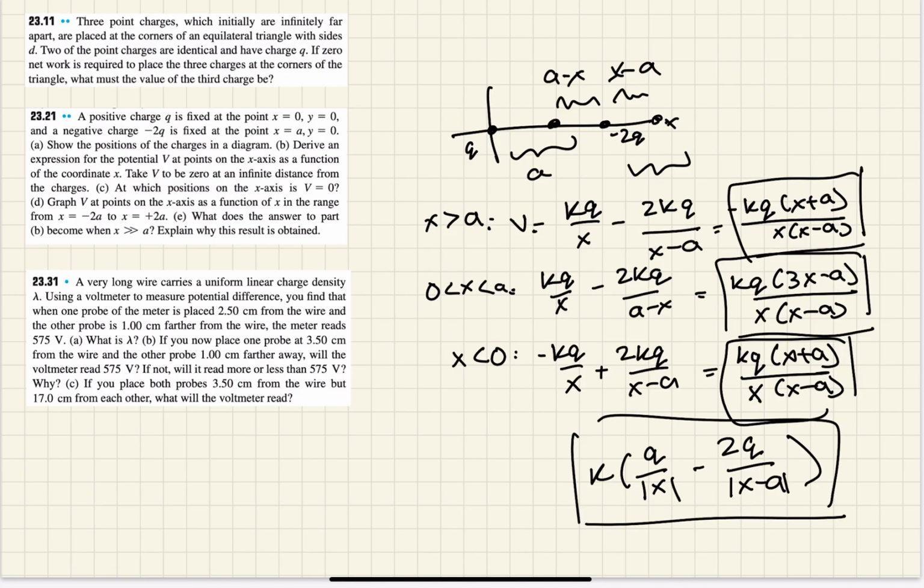Part C, at which positions is V equals 0? Well, you just set this equal to 0. You get q over the absolute value of x minus 2q over the absolute value of x minus a is equal to 0. So it's just dividing by q. It's 1 over the absolute value of x is equal to 2 over the absolute value of x minus a. And you just have to solve for x.